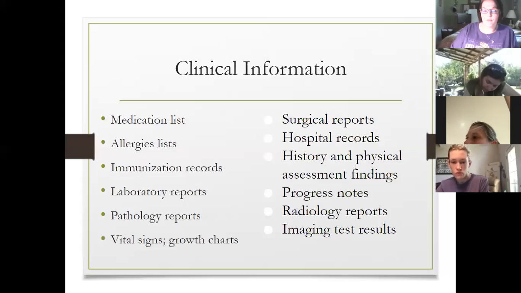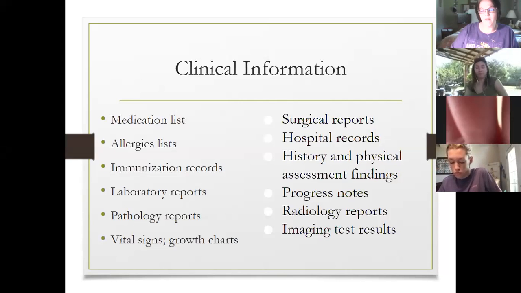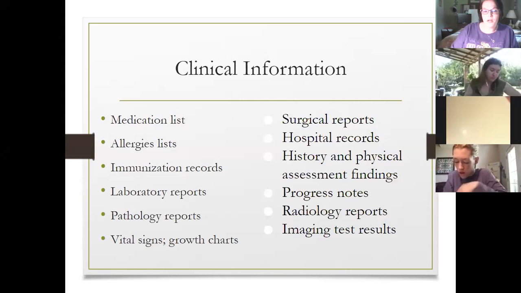Okay, clinical information that can be found in the EHR is a medication list, allergy lists, immunization records, laboratory records, pathology reports, vital signs, growth charts, surgical reports, hospital records, history and physical assessment findings, progress notes, radiology reports, and imaging test results. Do any of you guys recognize any of those things?